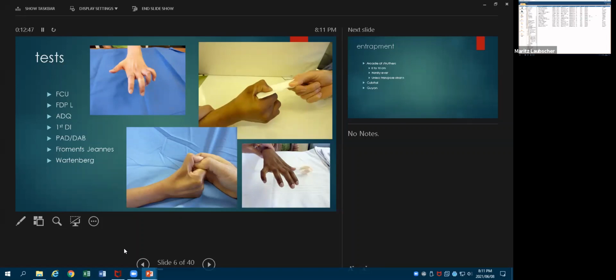And then an uncommon sign, or we don't really notice it that often, is Wartenberg sign, which is the abducted little finger. And that's due to the fact that you've got the extensor digiti minimi working unopposed. There's nothing to pull it in. So the extensor digiti minimi pulls it out. Okay, there's no interossei to pull it back in.